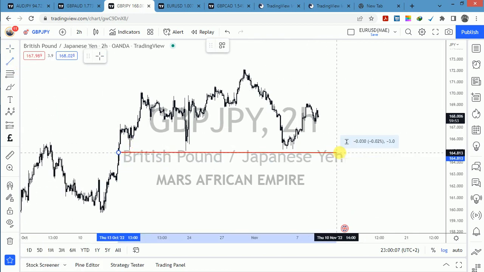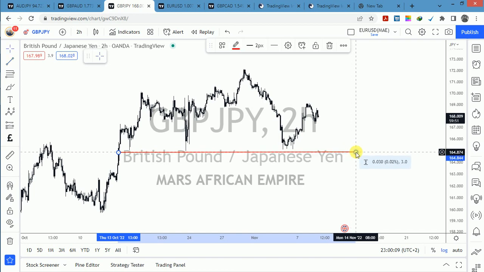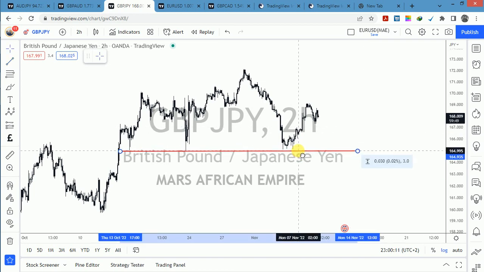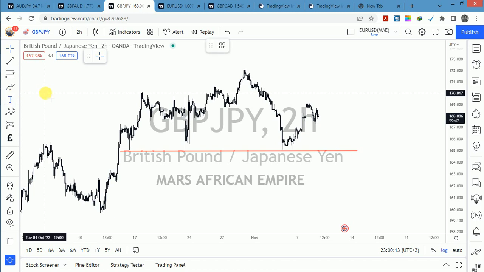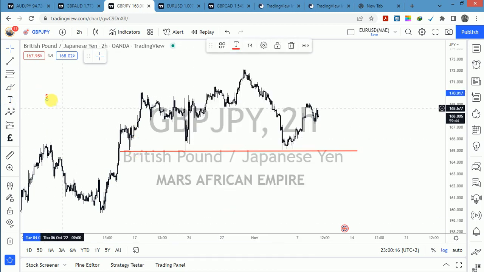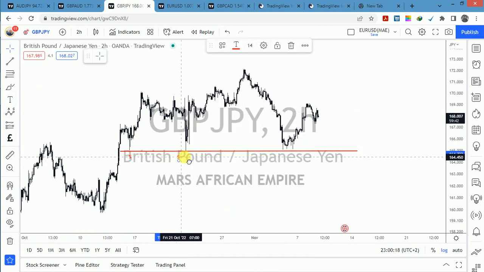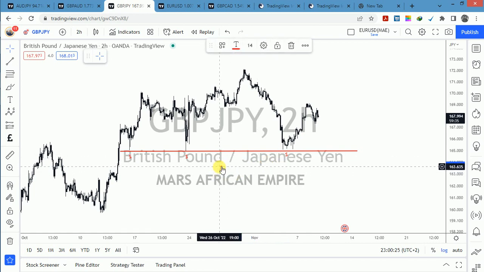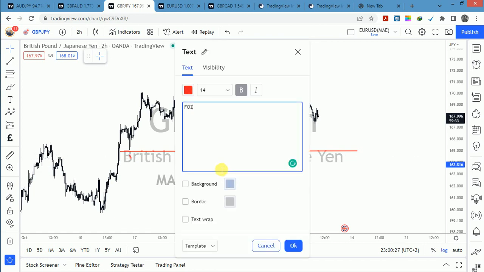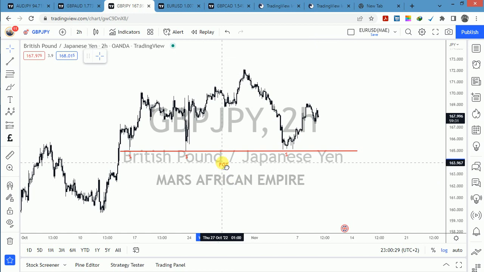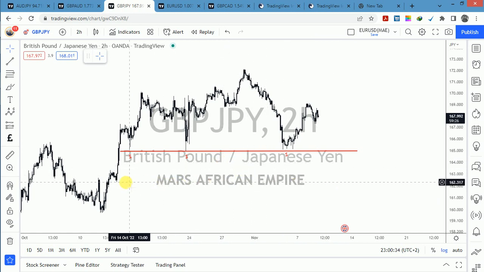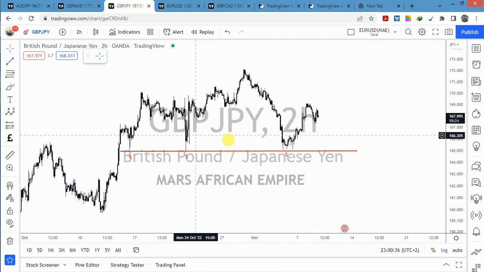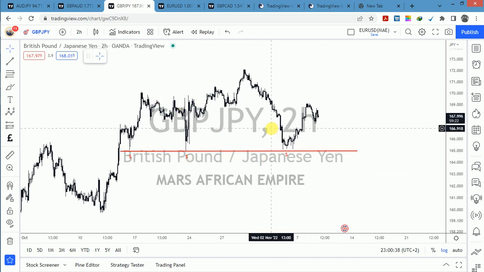Let's first mark that to be our neckline. First support, second support, and then that means if we have triple support below here, that will be our fake out zone, but we are not going to use it as fake out zone for now. Let's not do that. So we have that, and then we have this, and then we have that.